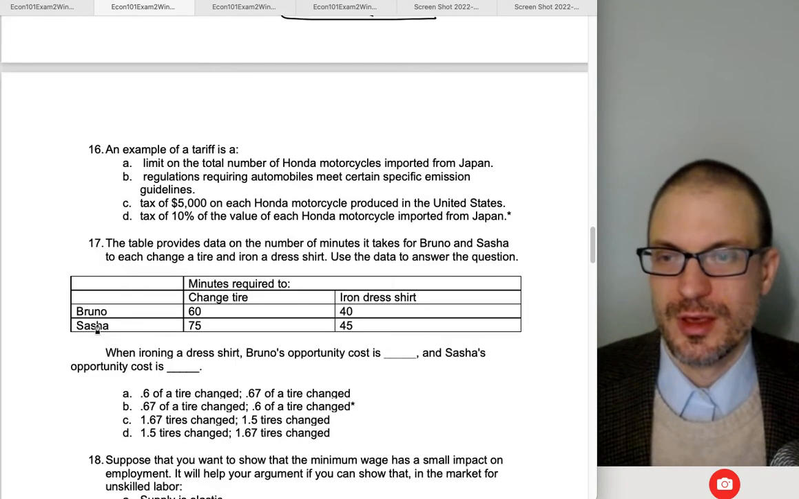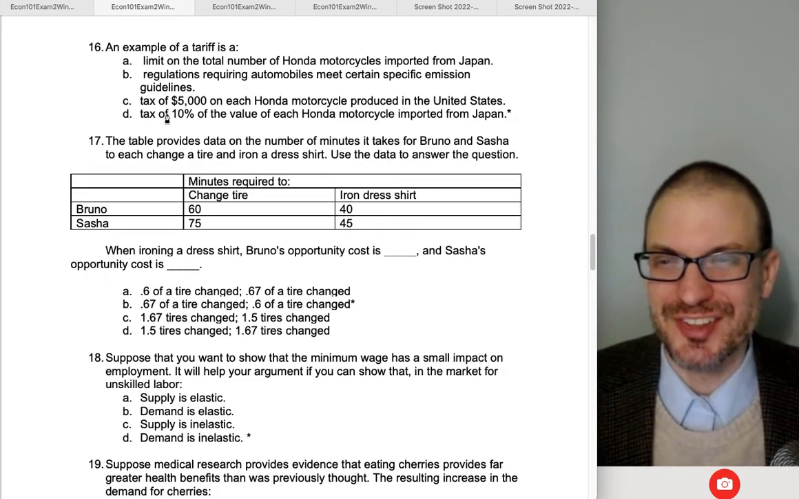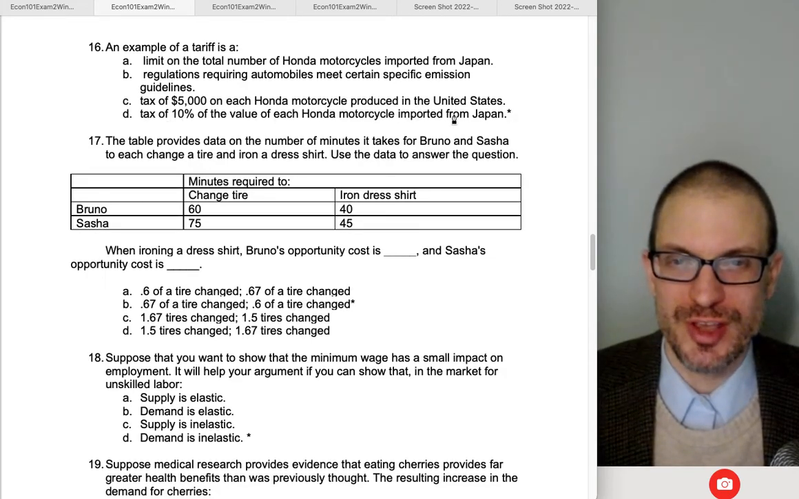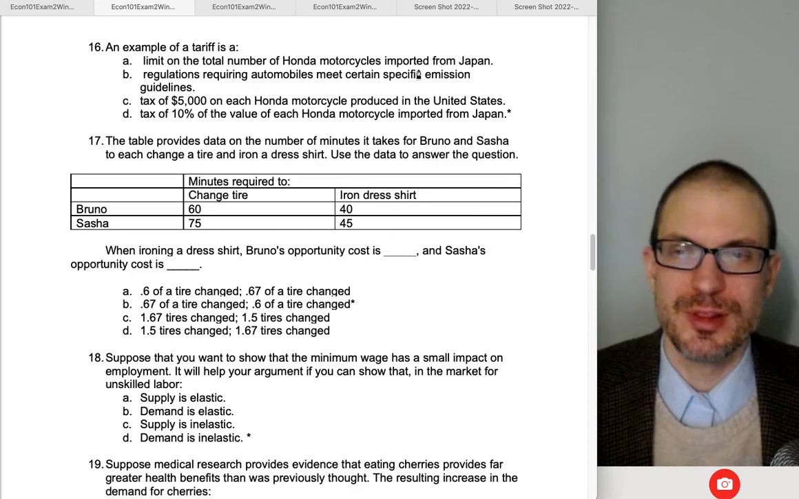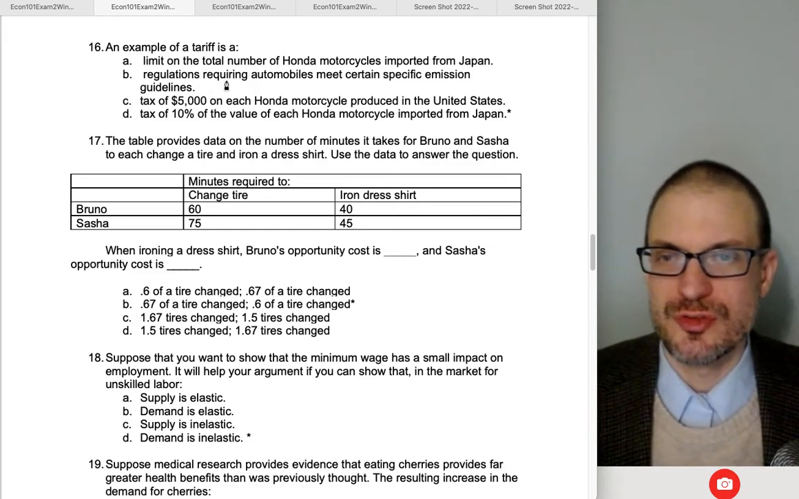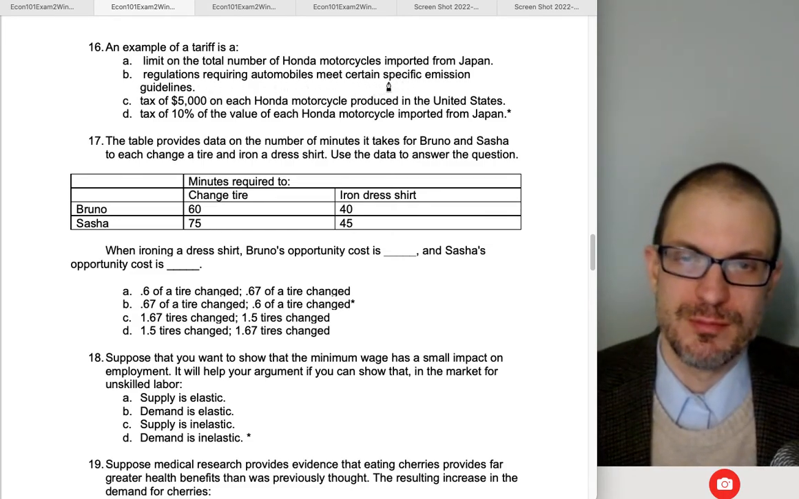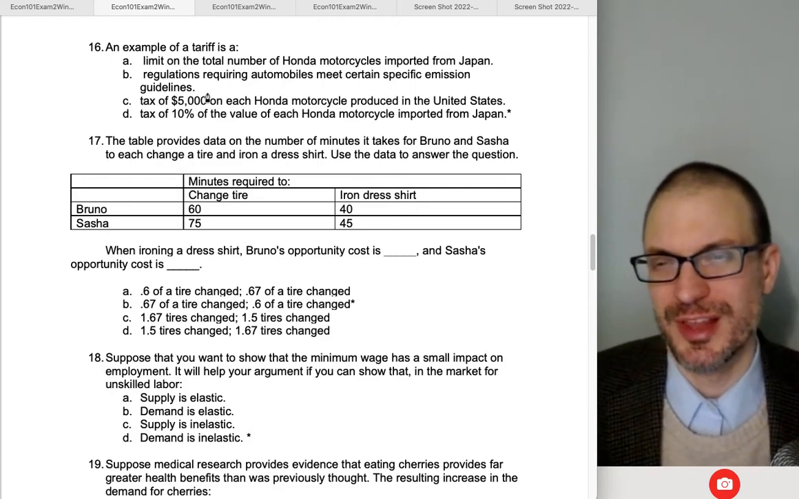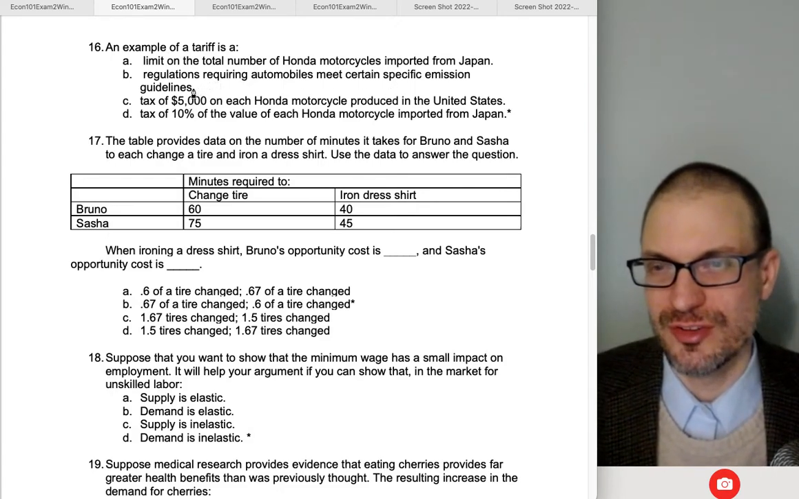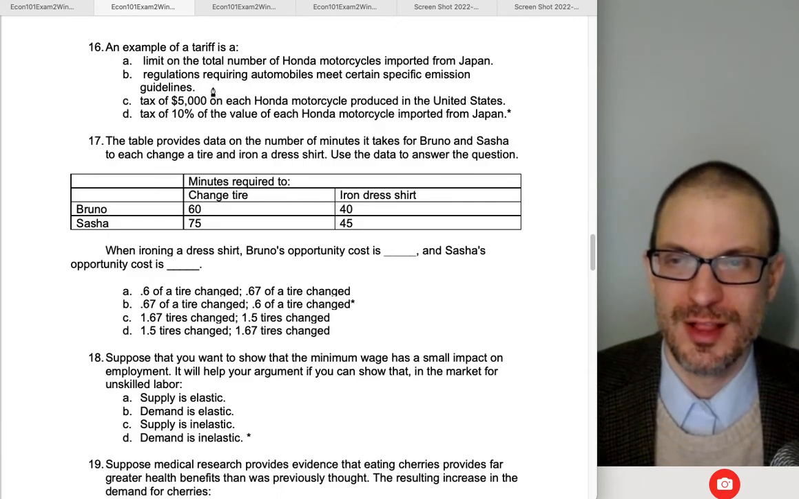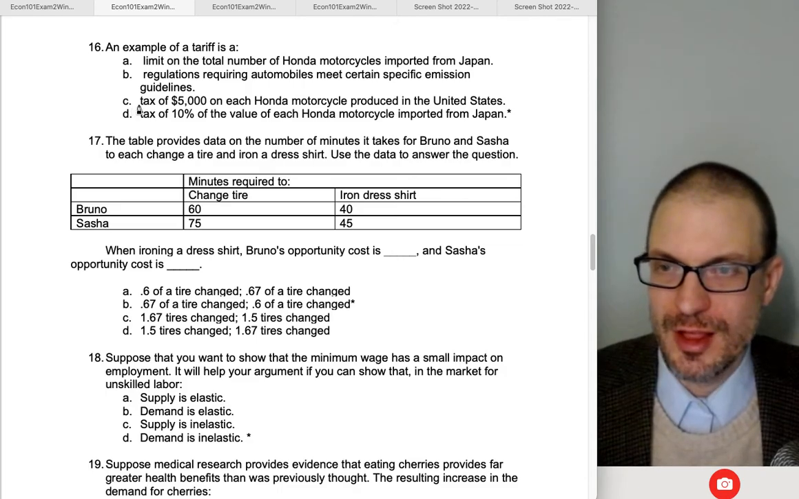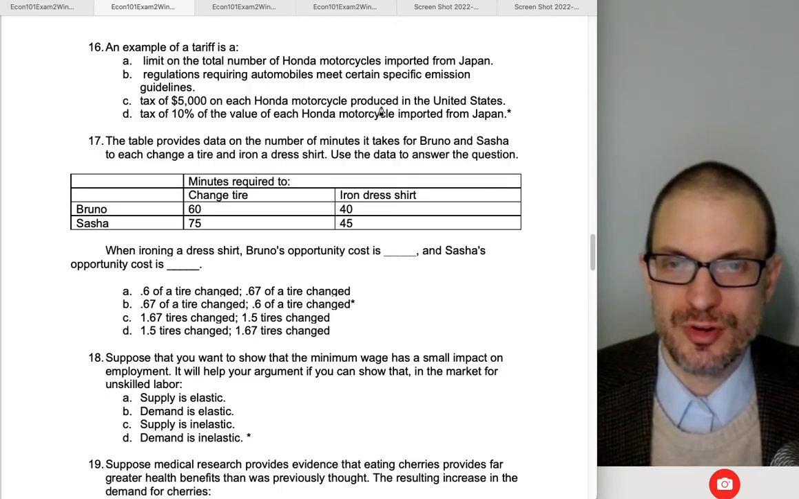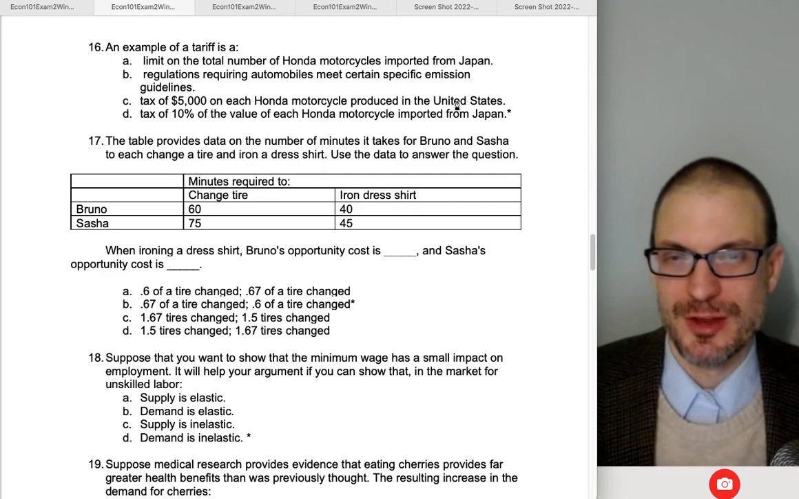All right. An example of a tariff: a tax of 10% on the value of each Honda motorcycle imported from Japan. That'd be an example of a tariff. The other options: a limit on the total number of Honda motorcycles imported from Japan, that'd be like a quota. Regulations requiring automobiles to meet certain specific emission guidelines, that'd be like a non-tariff regulation type of protectionism. The goal wouldn't necessarily even be protectionism, but it might have that as an effect. A tax of $5,000 on each Honda motorcycle produced in the U.S. No, because it's not imported.